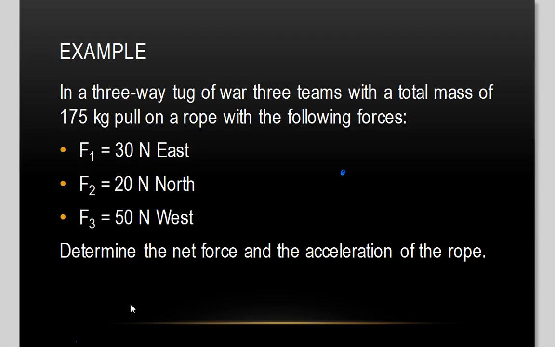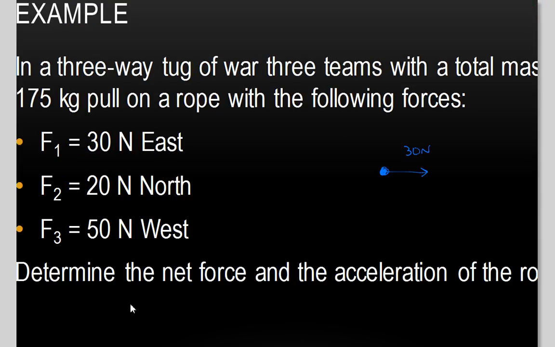Okay, what I would do, draw a dot. Think of that as the center of the mass, and then draw in these vectors. So F1, 30 newtons east. Which way do I draw that? To the right, and that's roughly 30 newtons. Turn off the lights, I can see that better. Now, 20 newtons north, and then 50 newtons west. Do you see how it's more than one dimension?